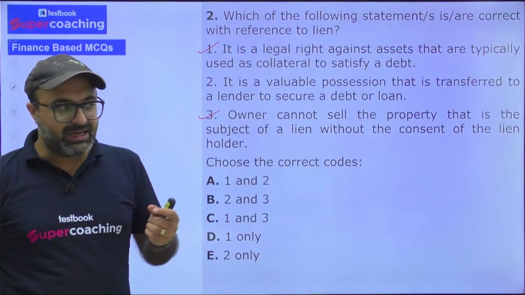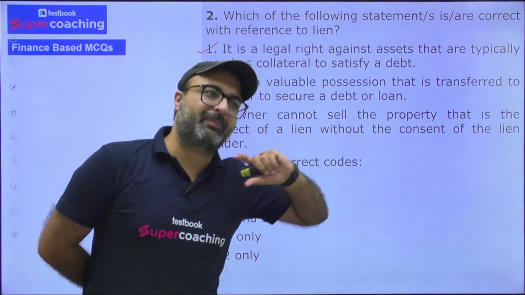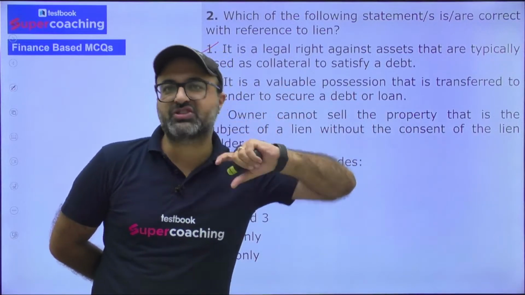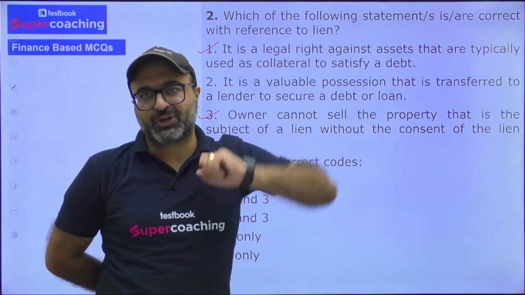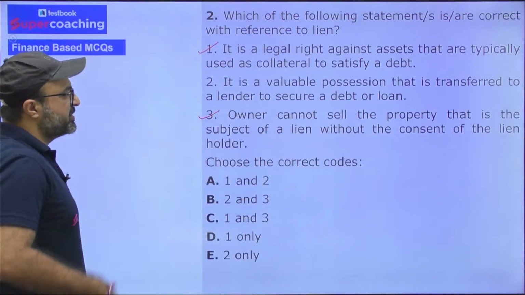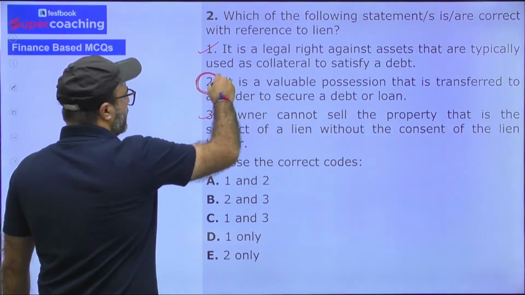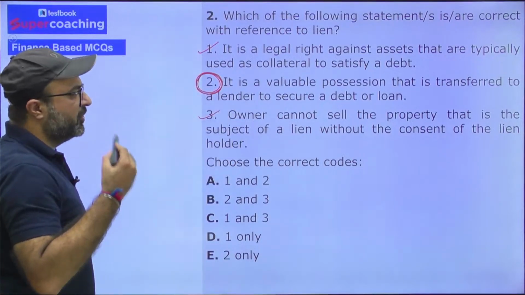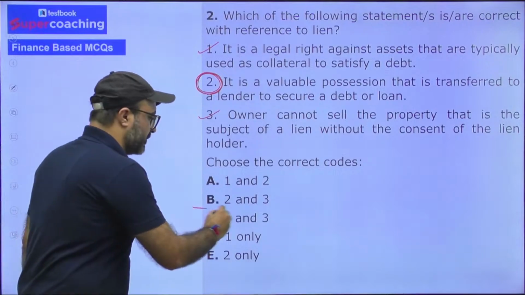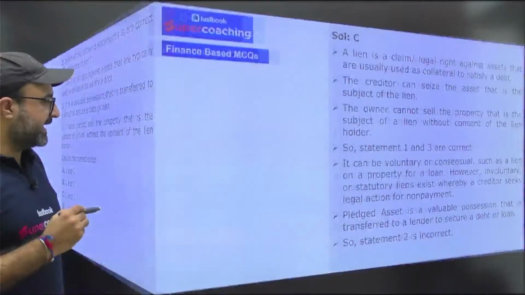Pledge asset is basically a format where we are pledging, we are giving the possession of our asset to the lender, but in case of lien, possession is not given, and obviously the creditor will be following the norms in order to recover the loan in case of non-repayment. So the answer to this particular question: 1 and 3 are correct, but unfortunately the second statement is incorrect.